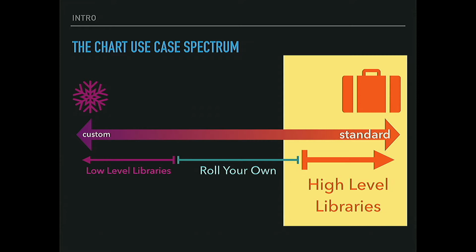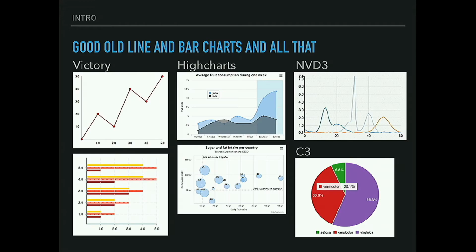On the other end of the spectrum, you also have your very standard bar charts, pie charts, line charts, scatter plots. There's nothing wrong with that. People know how to read those. It's a great way to get information across. And if that's what you want to do, there are plenty of libraries that'll give you a template to do exactly the chart you want. All you have to do is plug in the data. Some popular ones here, Victory, High Charts, NVD3, C3. There's a lot of them that wrap D3.